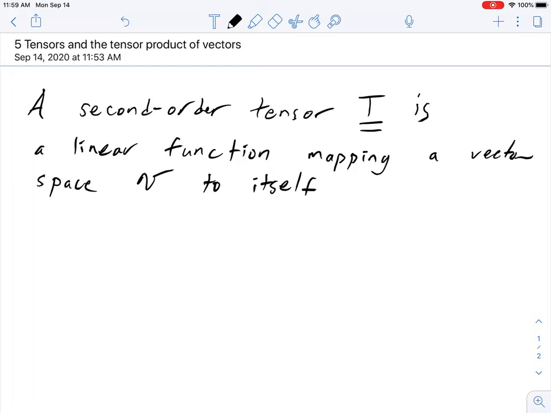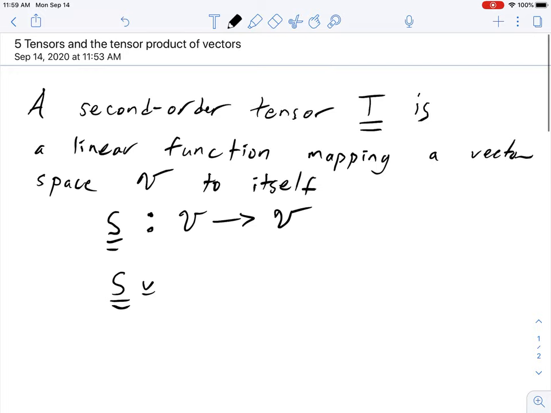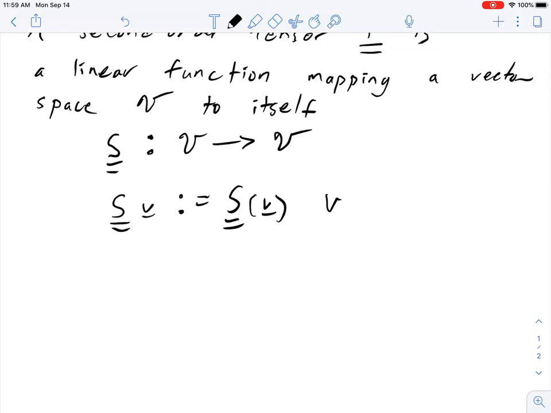So the tensor S maps V to V, and since it's linear, we can define the product of a tensor on a vector as just the result of that mapping. So S v is going to be a vector, and it is defined as S of v, for all v in the vector space.